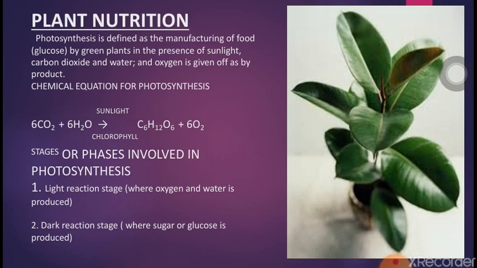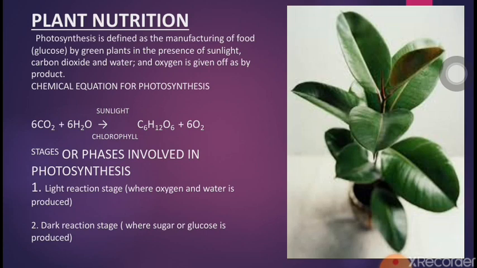Now look at the chemical equation for photosynthesis: carbon dioxide reacting with water to produce glucose and oxygen. This is an anabolic process. What do we mean by an anabolic process? It means simple substances join together to form a complex substance. Now, we look at the stages involved in photosynthesis. There are 2 stages: the light reaction stage and the dark reaction stage.